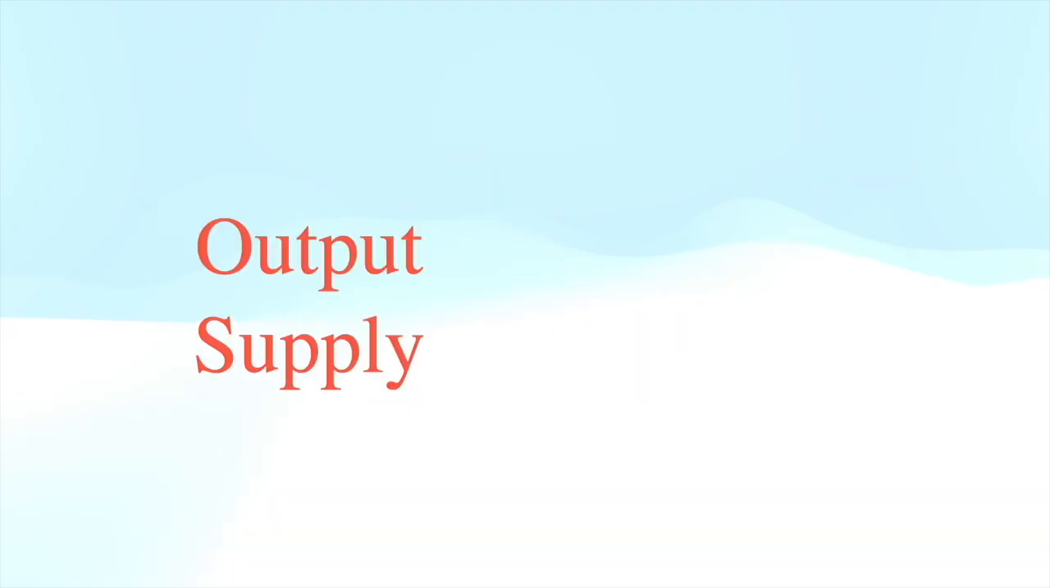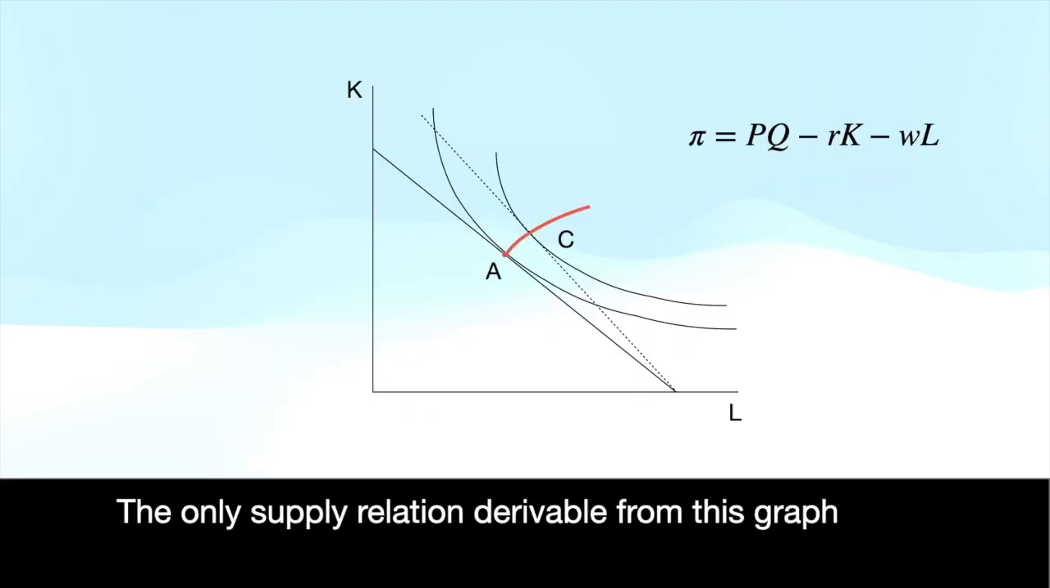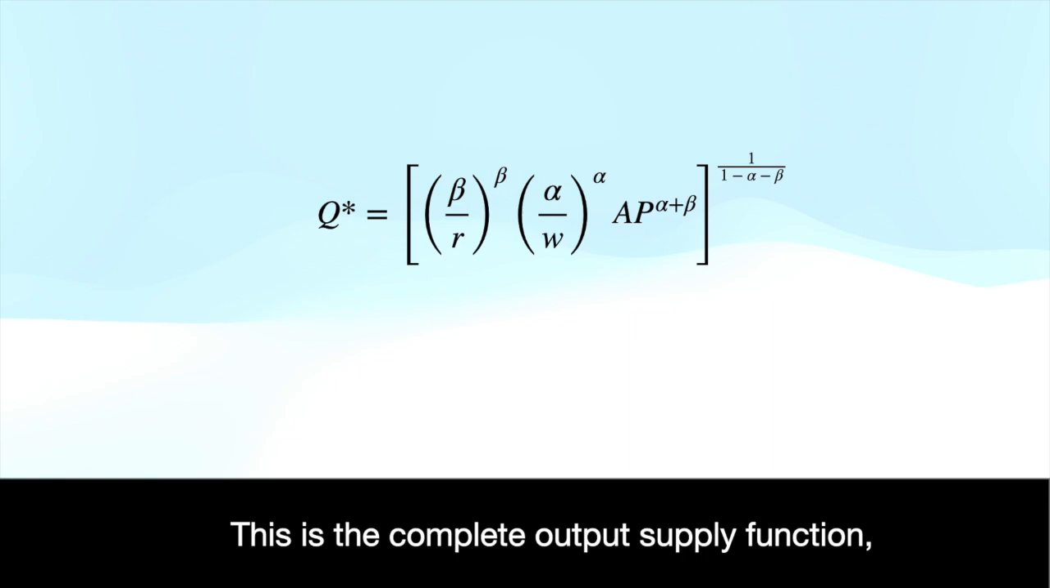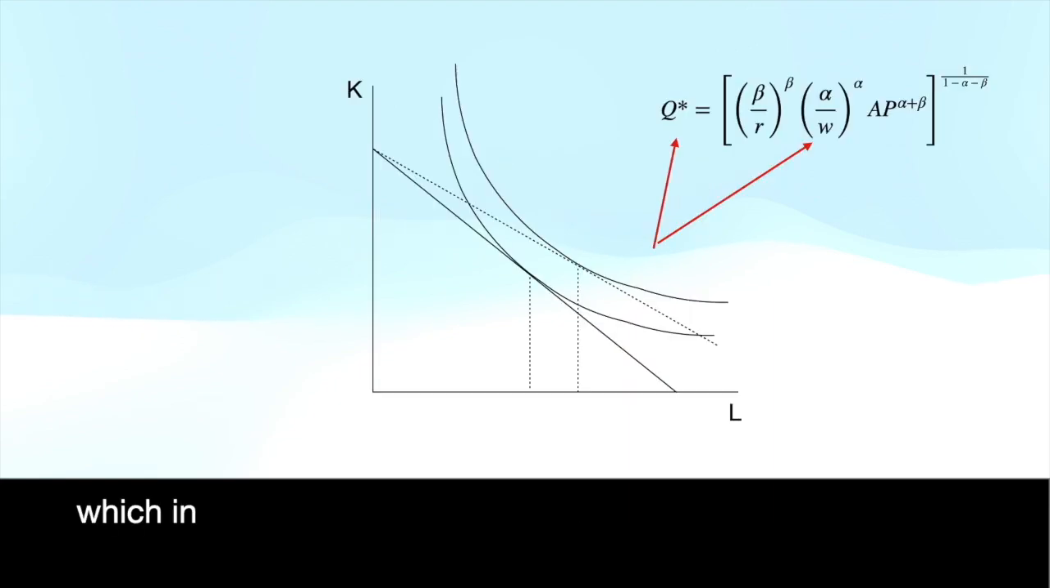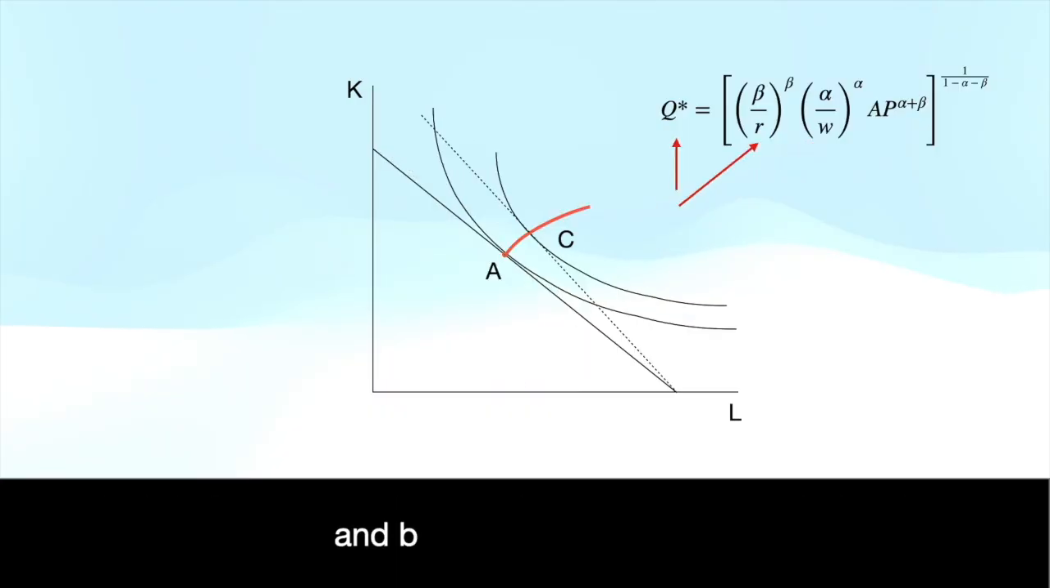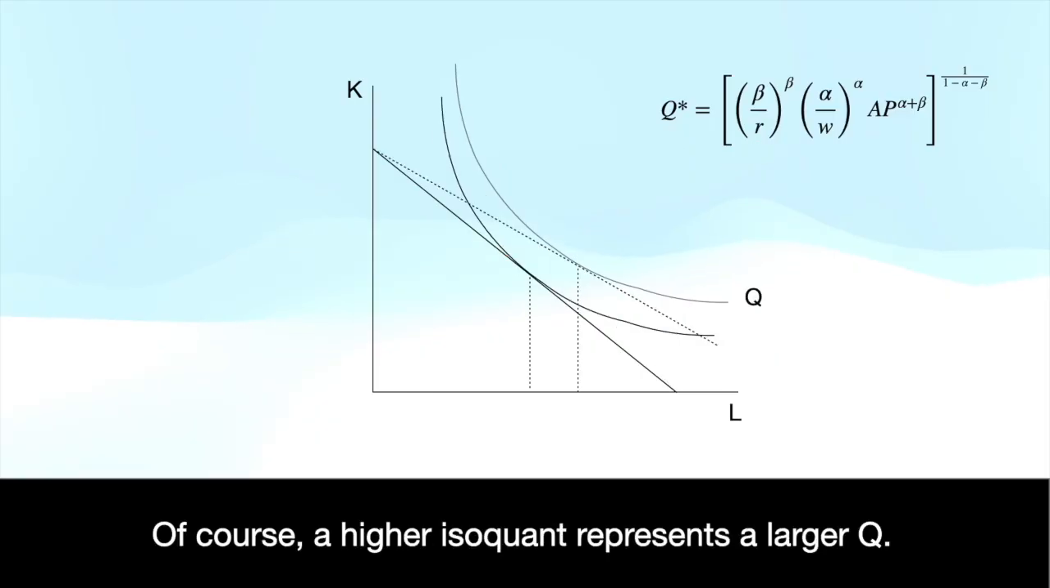Output supply. The only supply relation derivable from this graph is the output one. This is the complete output supply function, which indicates also the negative cross supply relations between W and optimal Q, and between R and optimal Q. Of course, a higher isoquant represents a larger Q.